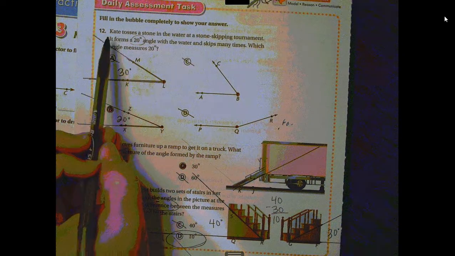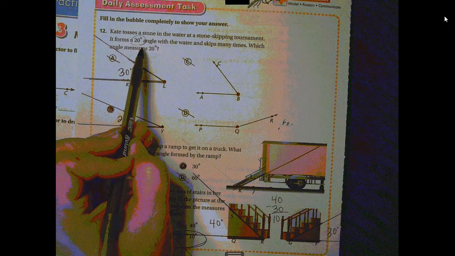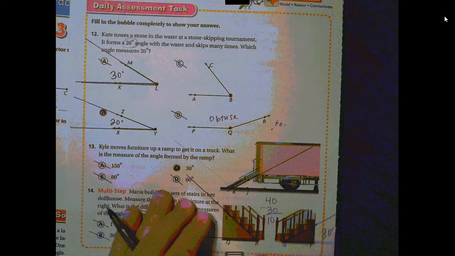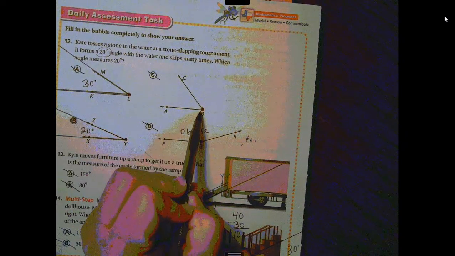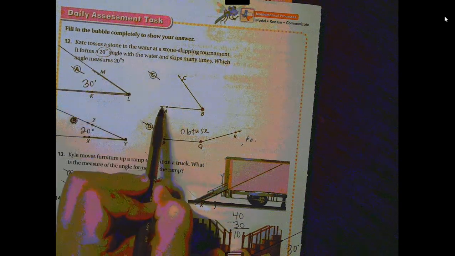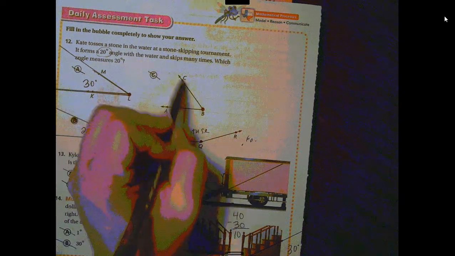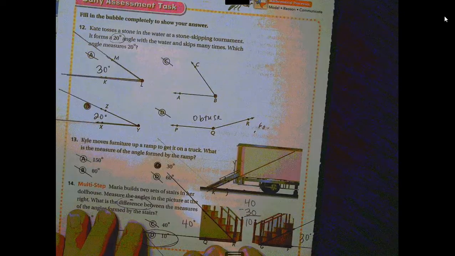This first one says Kate tosses a stone in the water at a stone skipping tournament, and it forms a 20-degree angle with the water and skips many times. Which angle measures 20 degrees? So we went ahead and took out C and D because we realized D for sure is way too big. 20 is an acute angle. This is an obtuse angle, so we know it cannot be that one. We also know on C, 20 degrees is really small because it's only 20. If we're starting out here, this looks to be about half of 90, maybe around 45. So we said that even though this is acute, that was too big, and we took that one out.